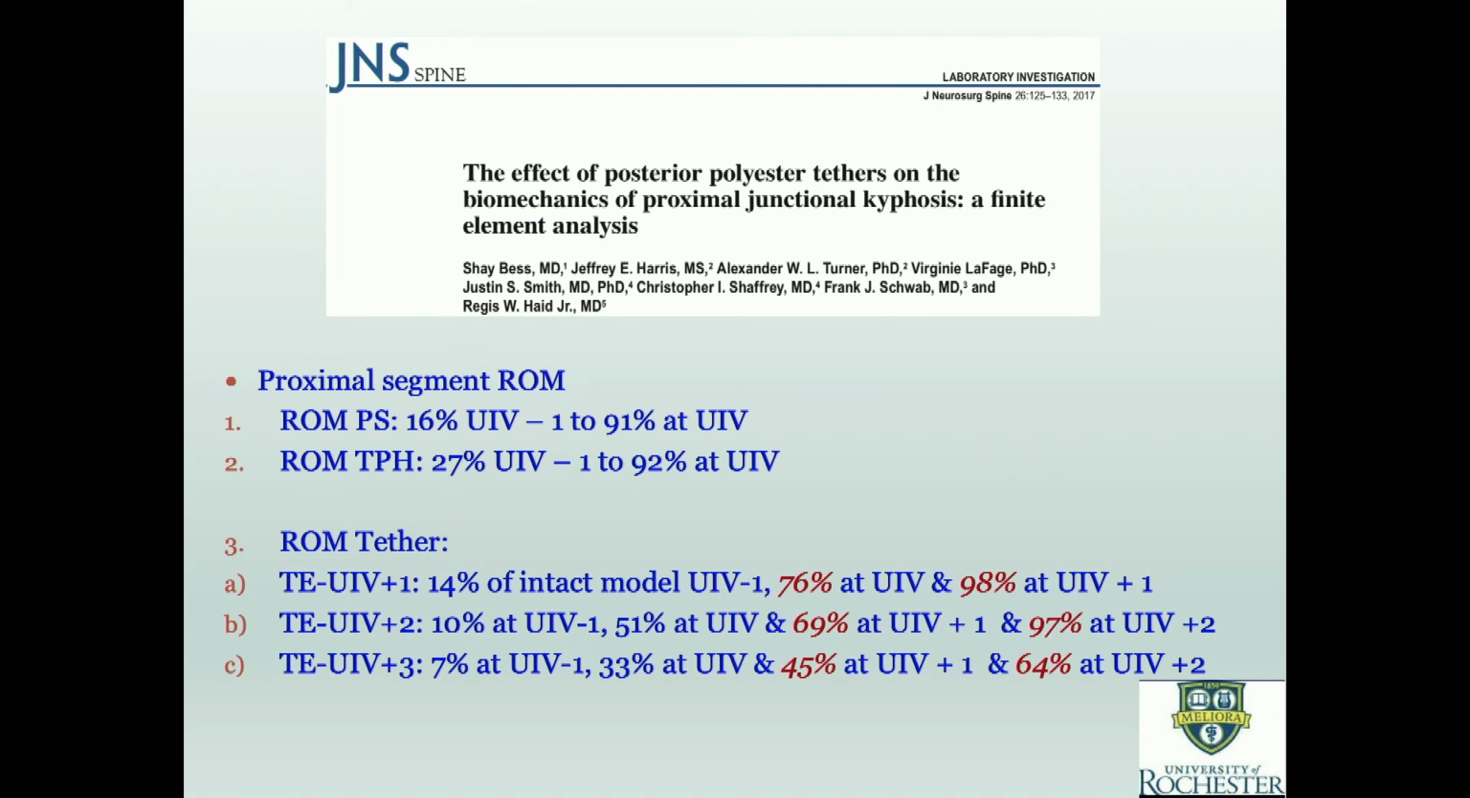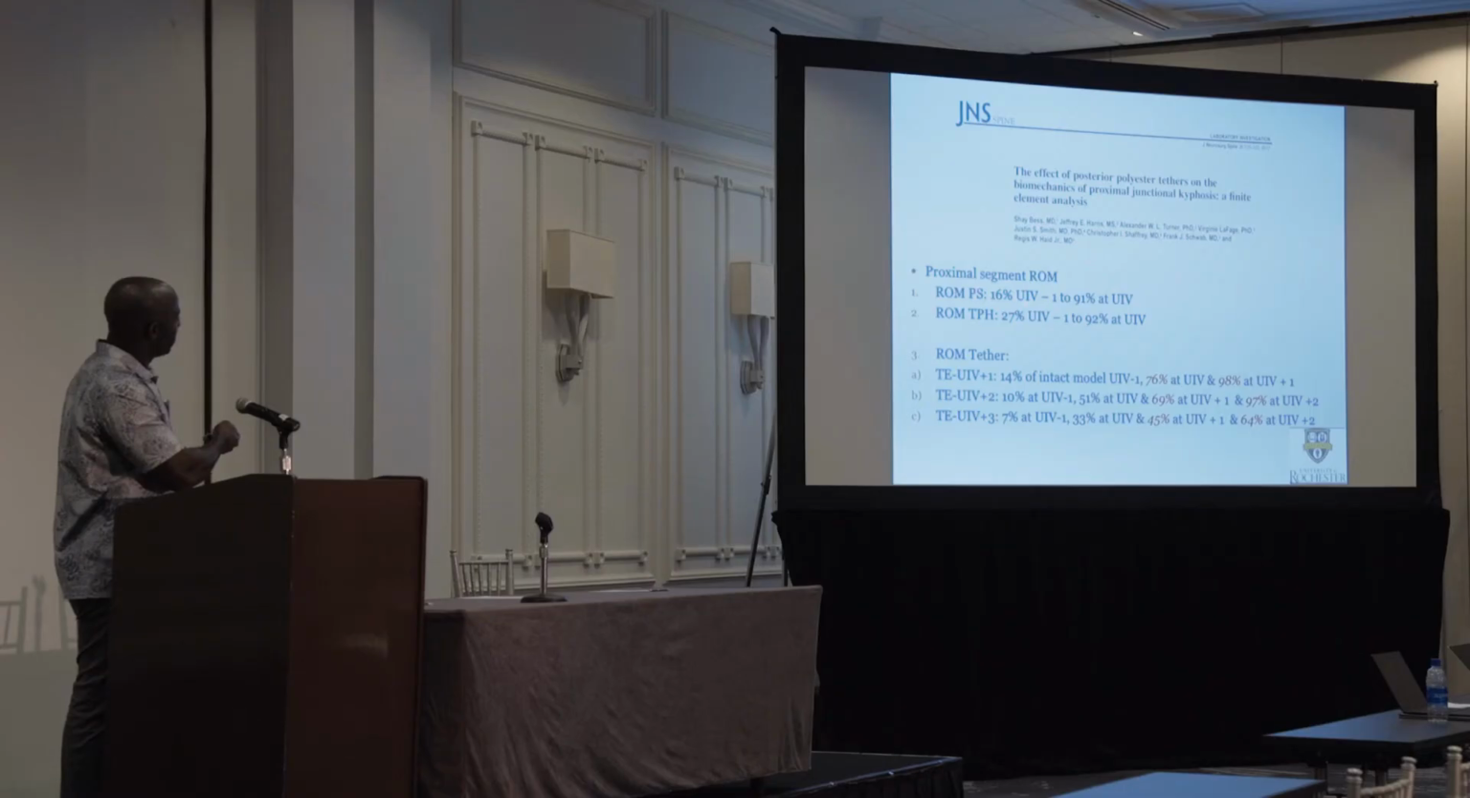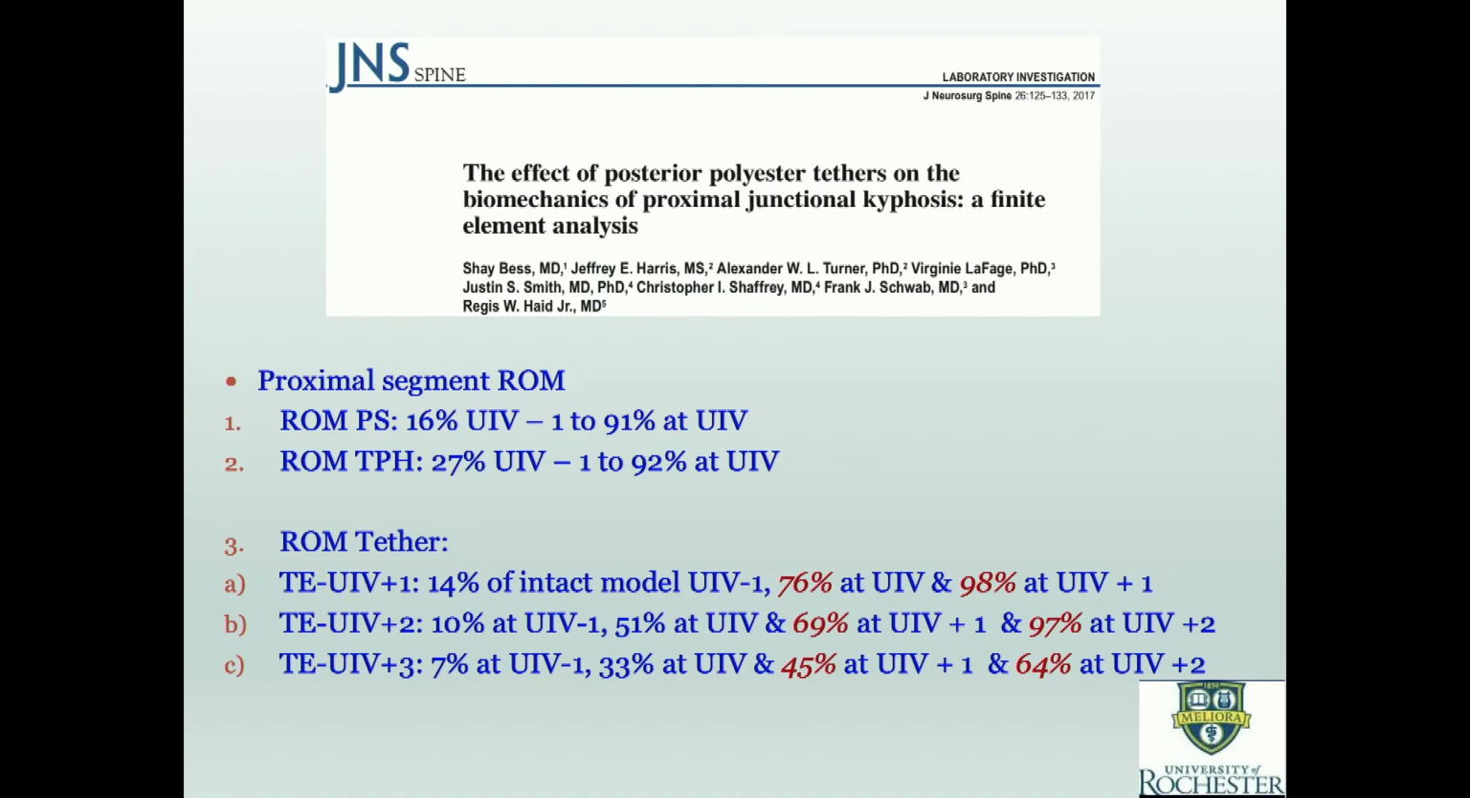But the goal is that by using tethers, you reduce the proximal segment range of motion. So just looking at this pointer, I'm blocking it myself. If you look at the range of motion for patients, with just UIV minus 1, range of motion was 91%. And with tethers within the transverse process, or just transverse process hooks at minus 1, you see the range of motion was 92%.